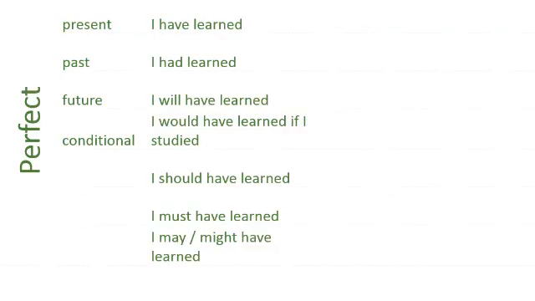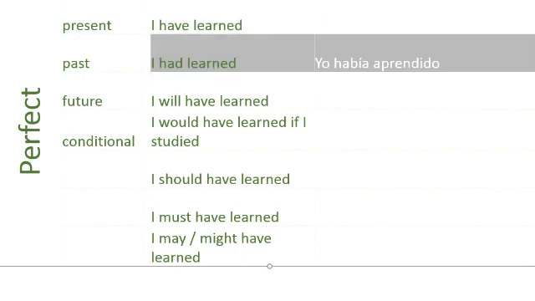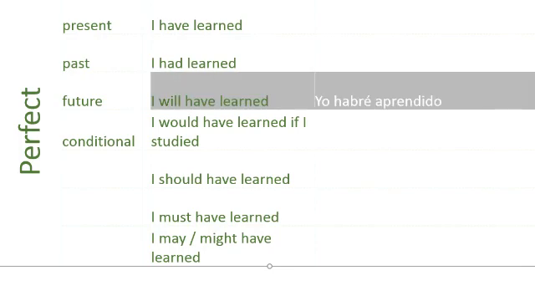Okay, perfect tenses. Present, I have learned. Yo he aprendido. Past, I had learned. Yo había aprendido. Future, I will have learned. Yo habré aprendido.